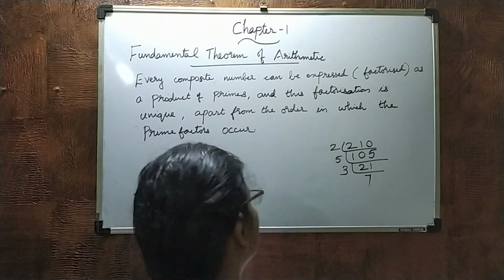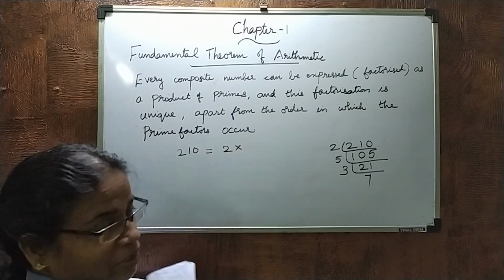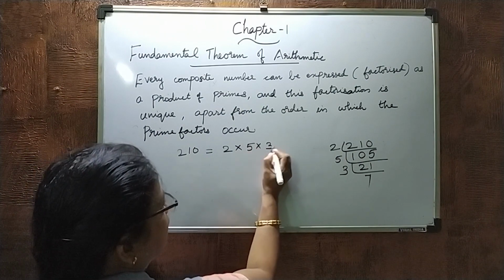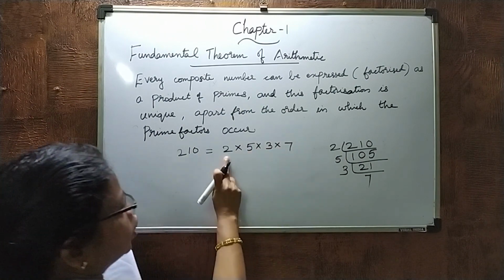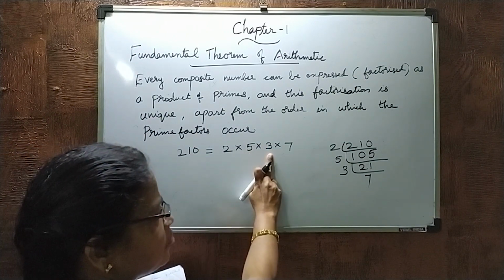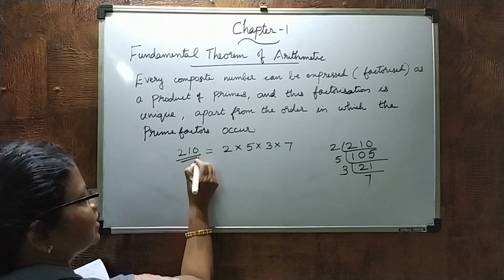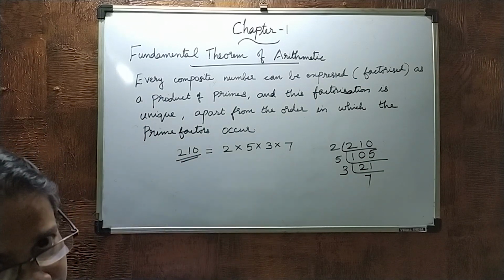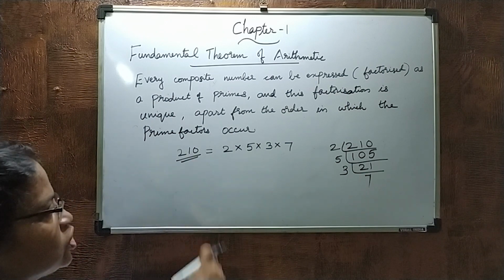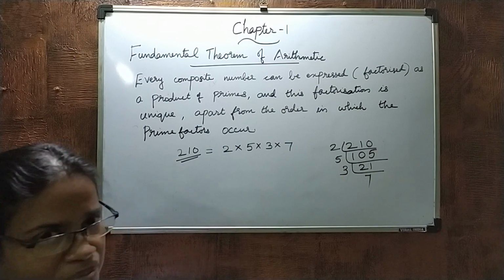So 210 can be written as a product, that is multiplication: 2 into 5 into 3 into 7. 2 is a prime number. 5 is a prime number. 3 is a prime number. 7 is a prime number. And 210 is a composite number. So this can be written as the product of prime numbers.